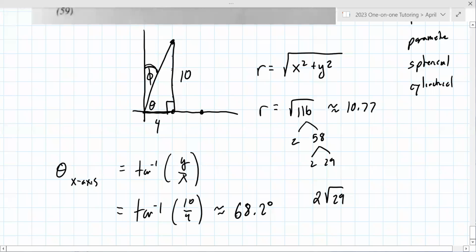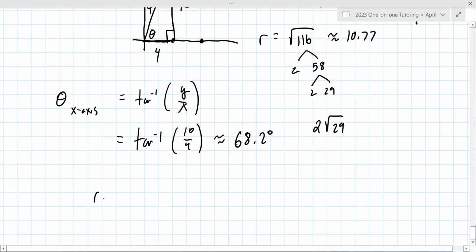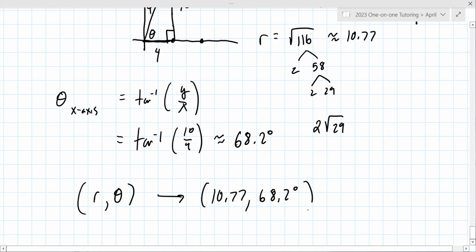Okay, so the way you present your answer, it's r comma theta. So you want to present it in that format, 10.77 comma 68.2 degrees. If you don't put the degree symbol, someone might think you mean radians. Gotcha. Okay.